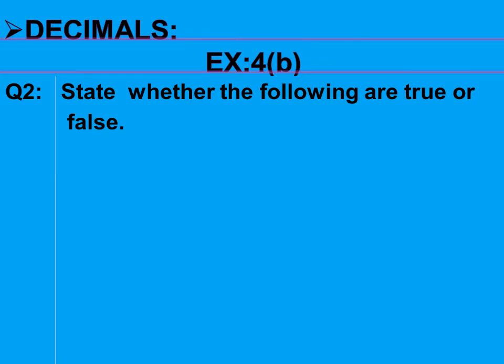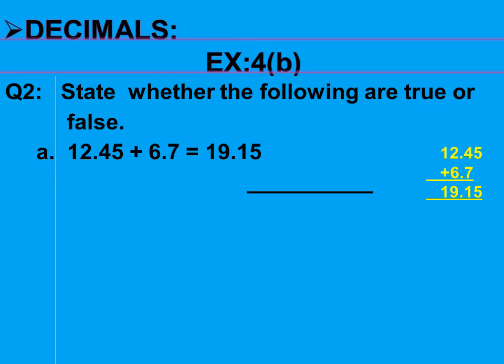Question number 2. State whether the following are true or false. Now let's see part A. In this part A, two decimal numbers are given. Okay. And a sign of addition is given. This means that when we add these two decimal numbers, we will get the answer 19.15. This is the given statement. Now let's check. Okay dear students, when we add the given decimal numbers, we will get the same answer, 19.15, as it is given in the statement. So we can say that the given statement is true.